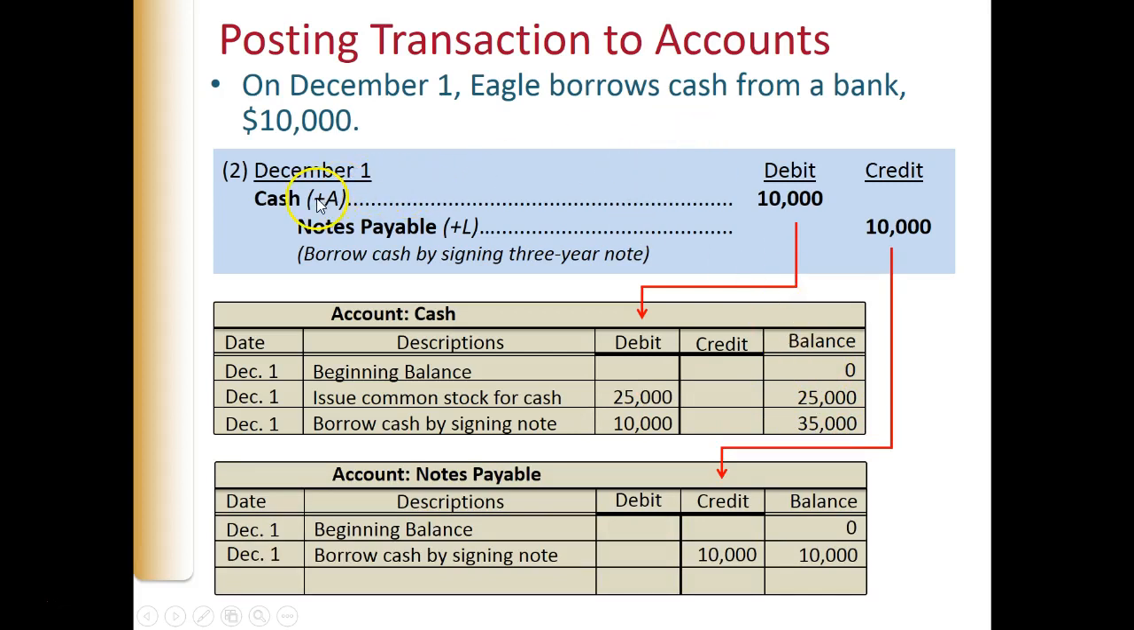We're going to post this transaction to the notes payable account. Notes payable, a credit of $10,000. Do you see we started with a zero balance? On December 1st, we borrowed cash, credited $10,000. We have an ending balance here of $10,000. Does that make sense, guys?